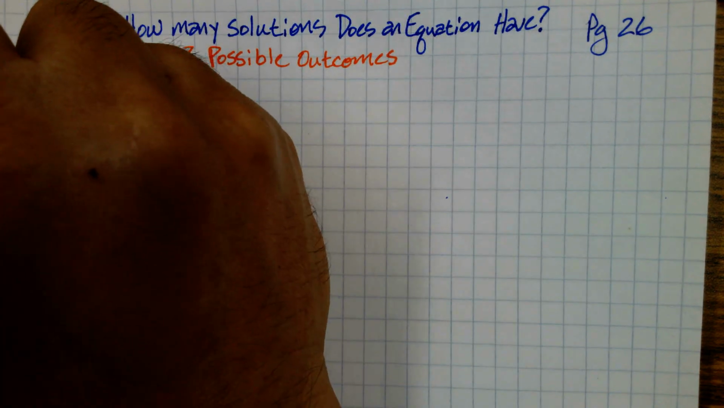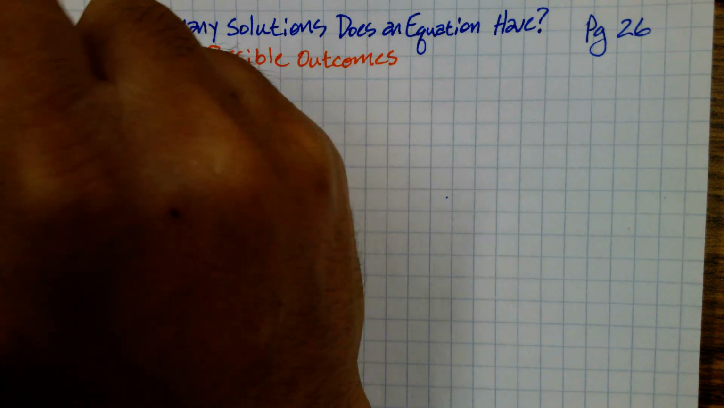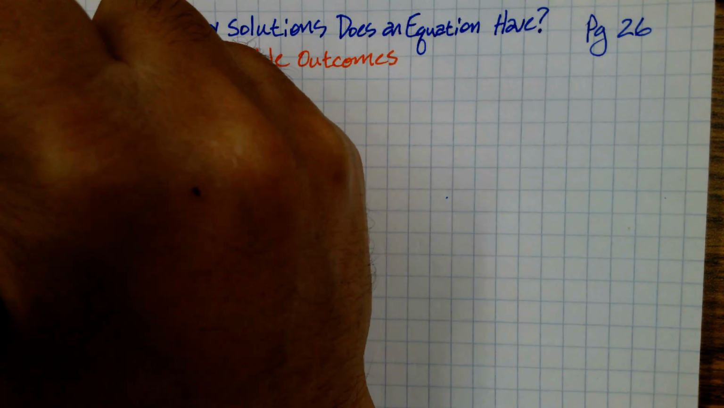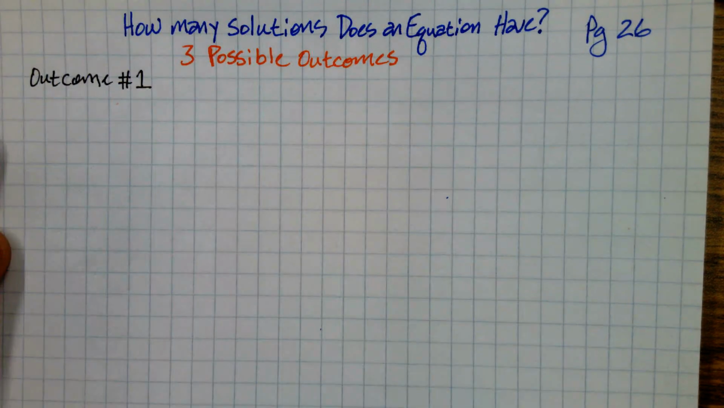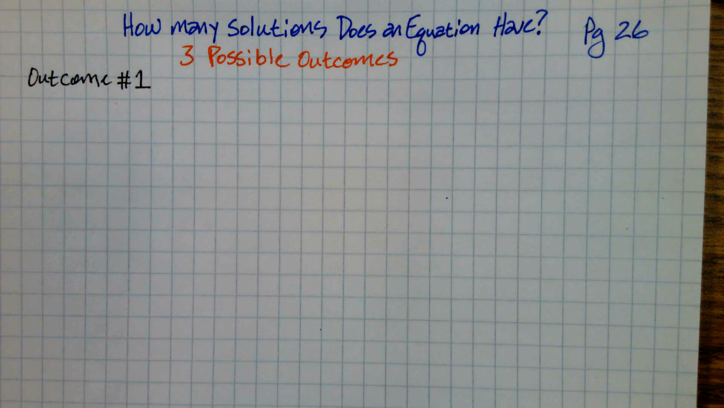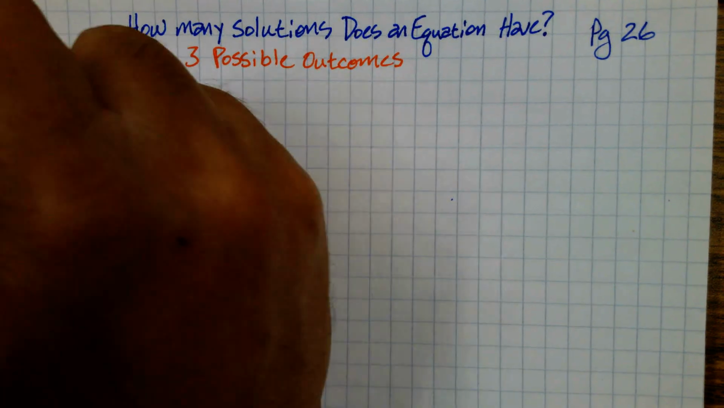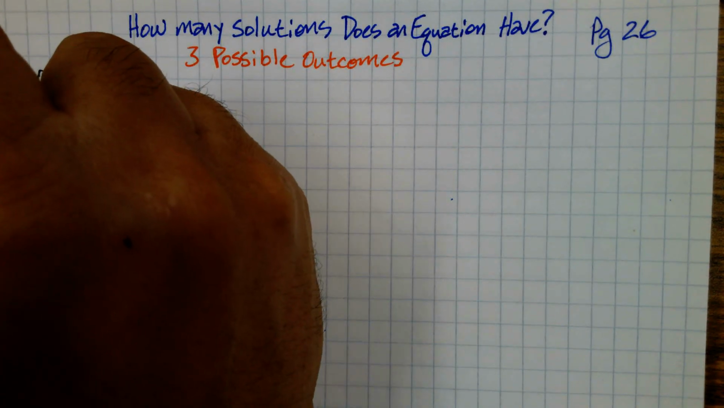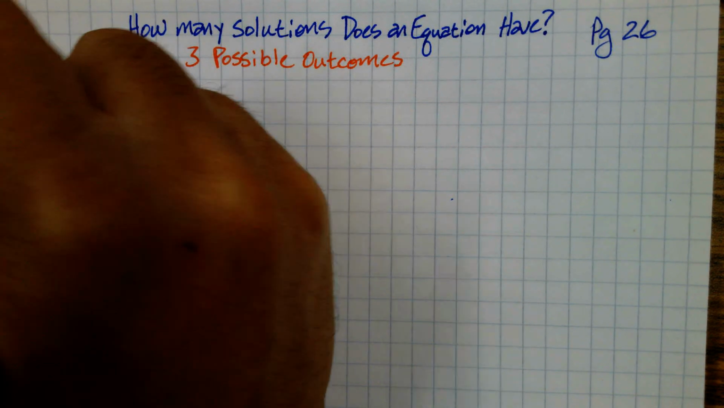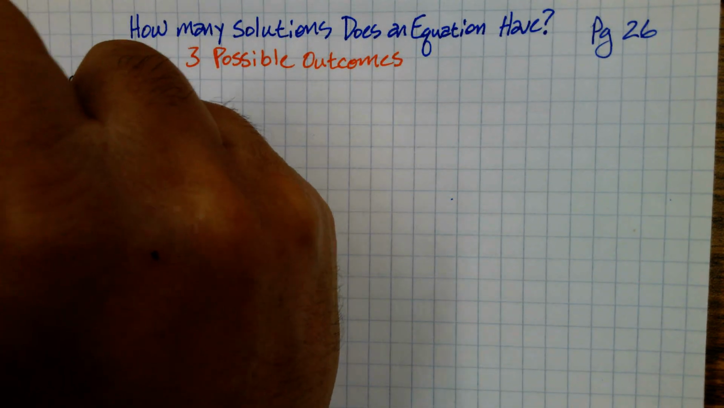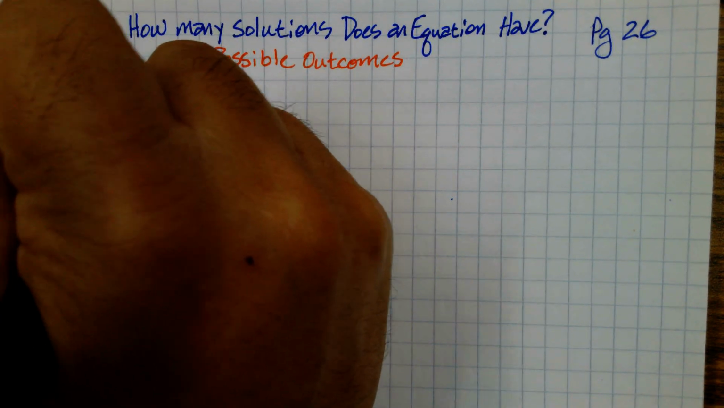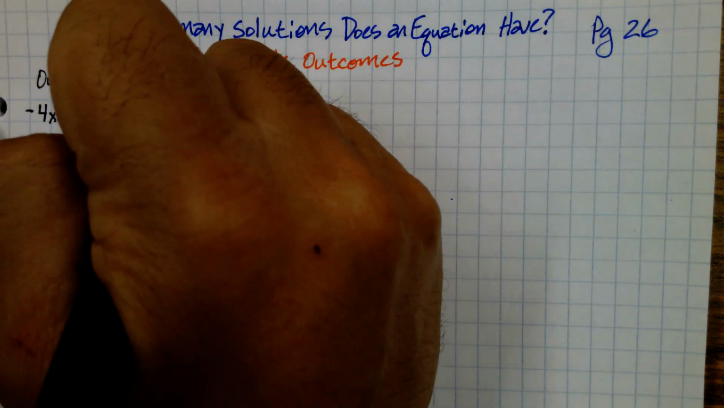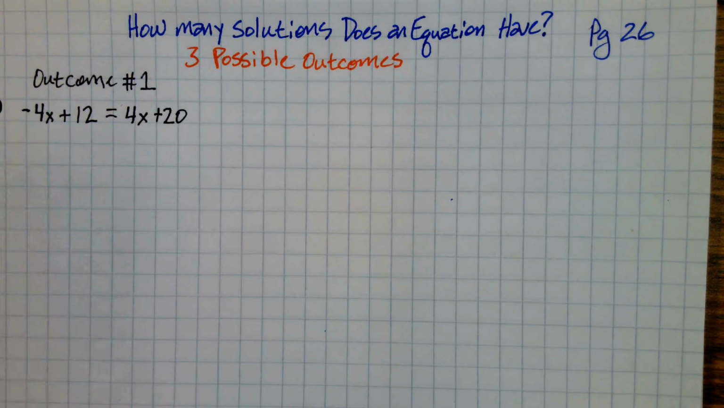So we're going to look at outcome number one, which is the one we've always had up until now. And I'll give you an equation that will give us that outcome. Negative 4x plus 12 equals positive 4x plus 20. Okay, so write that down.